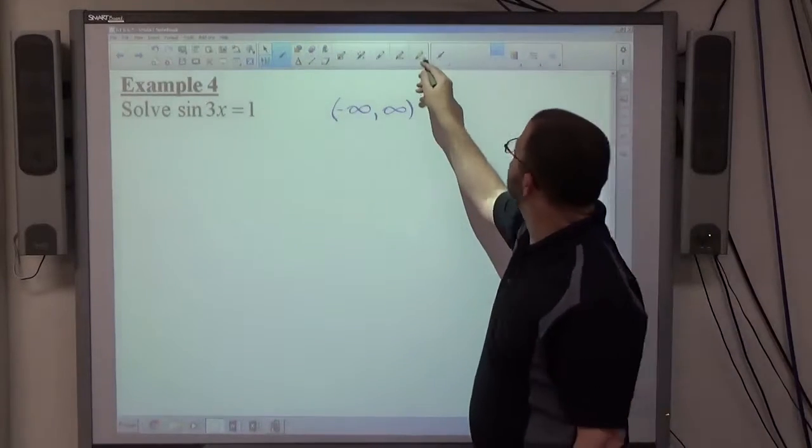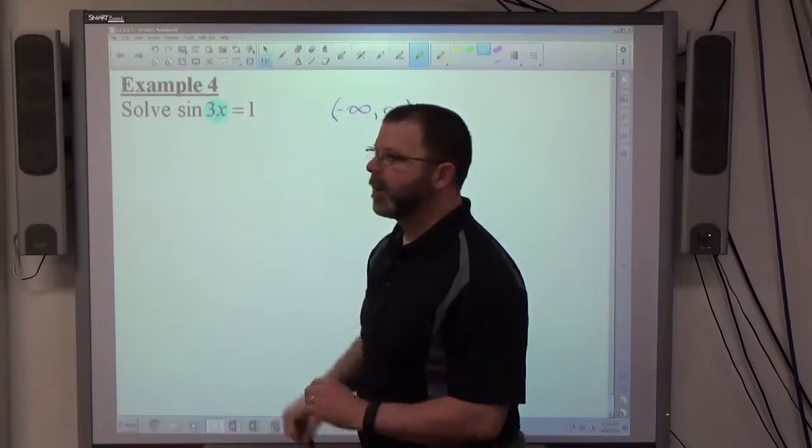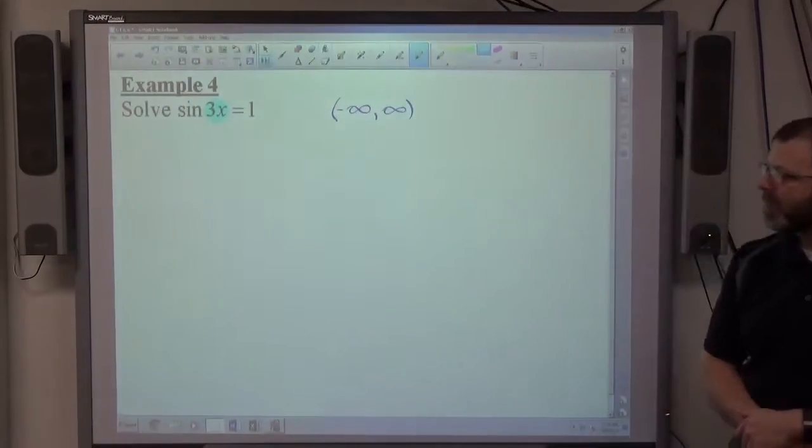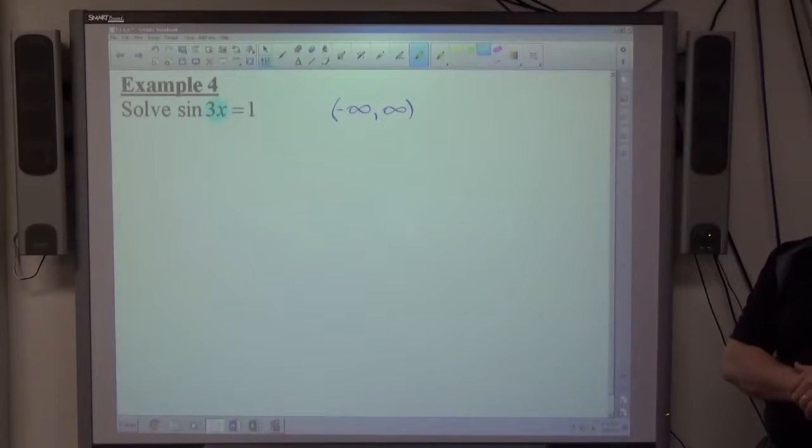Second thing I want to bring to your attention about this one that makes it different is the fact that there is a 3 in front of that x inside the argument. And we don't have a sine of 3x rule on our formula sheet. We could change it to sine of x plus 2x, do some of that stuff if we wanted to. There's ways of doing this without having to go through all that trouble.